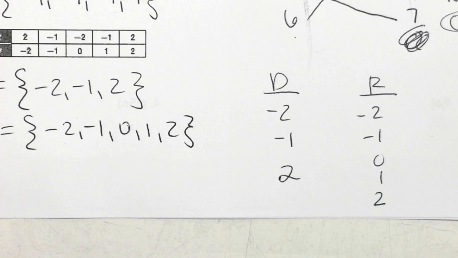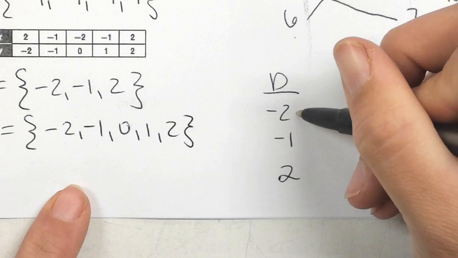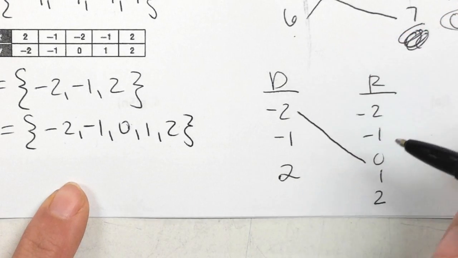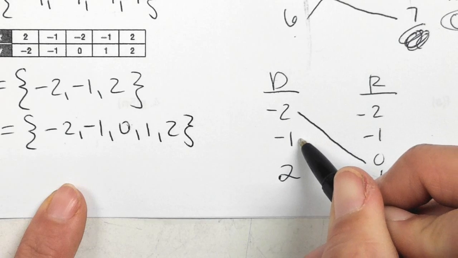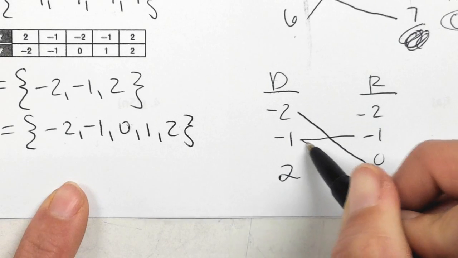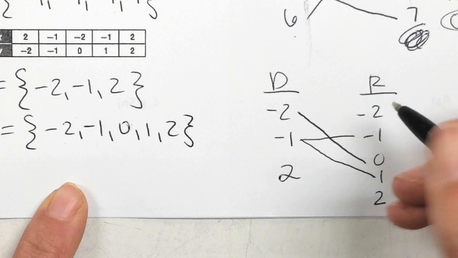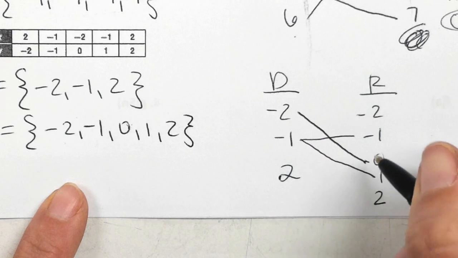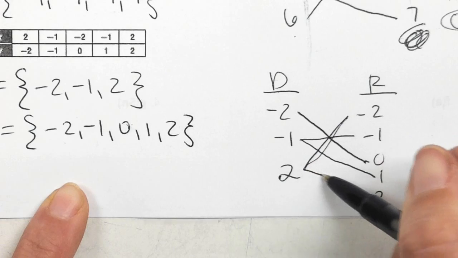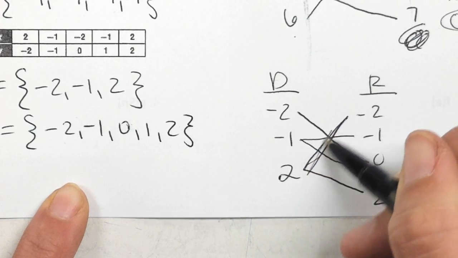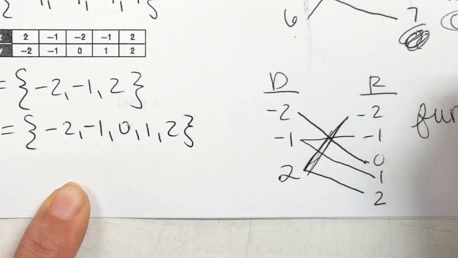Alright, where's the -2 going to? 0. Good. The -1. Where? And 1. Alright, where's the 2 going? 2 and -2. Good. Alright, so the first thing we're looking at, is it a function?